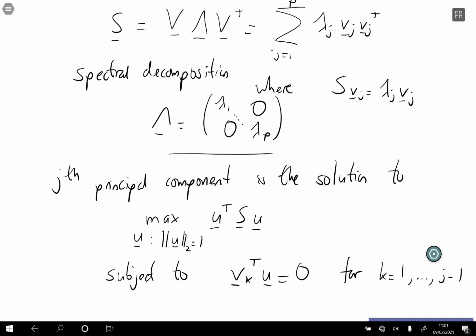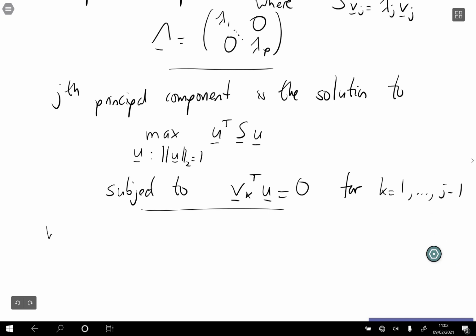Okay. So when j is 1, there's no orthogonality constraint here. There's just, we just maximize this variance term subject to the vector being of length 1. But when j is bigger than 1, we have these additional constraints. So for j equals 2, we maximize this variance term where u has to be length 1, but it also has to be orthogonal to whatever the first solution was. Well, I should say where v_k is the solution to the kth optimization problem.